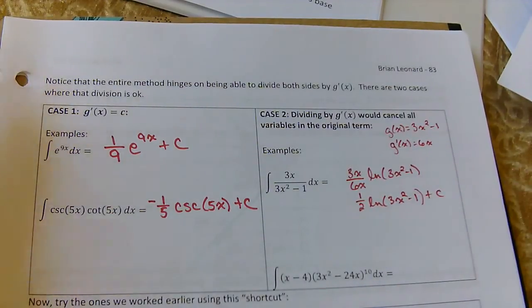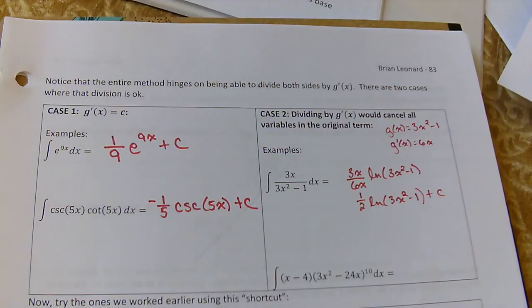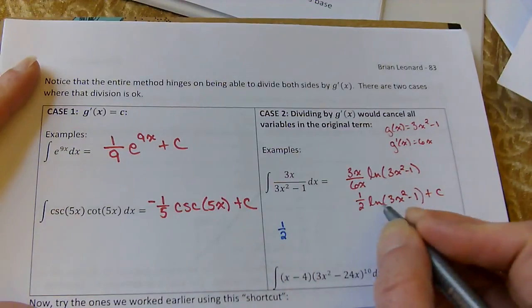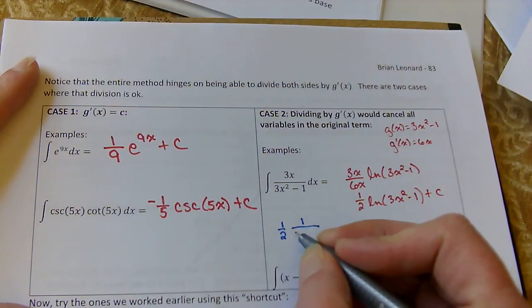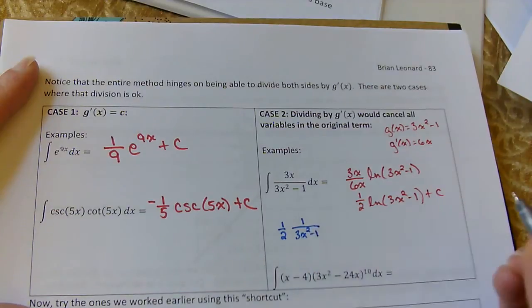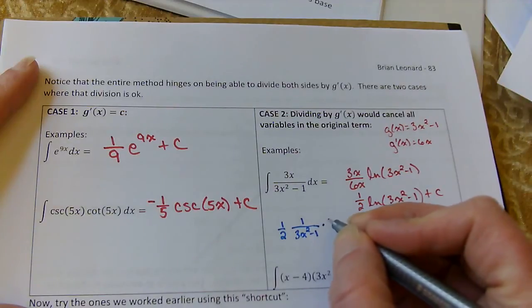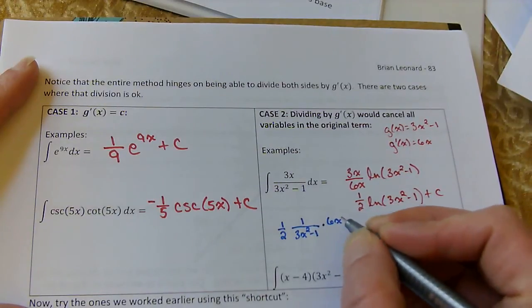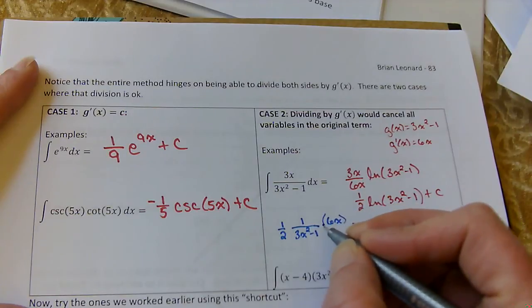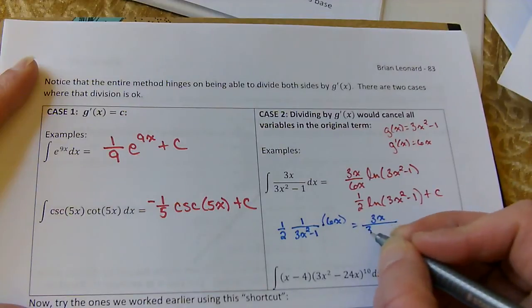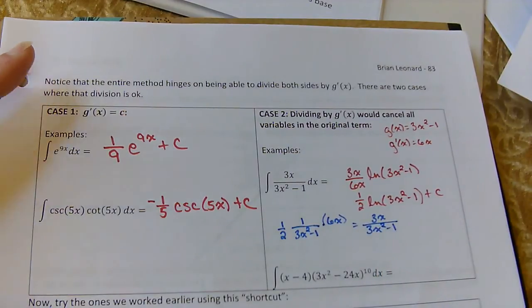Well, does that really work? You can always test that your antiderivative is correct by taking the derivative. The derivative of this would be 1/2. Natural log would be 1 over 3x squared minus 1 times the derivative of 3x squared minus 1. So times 6x. Well, if I simplify that, I've got 6x in the numerator, 2 down there, that's 3x, over 3x squared minus 1. It works.